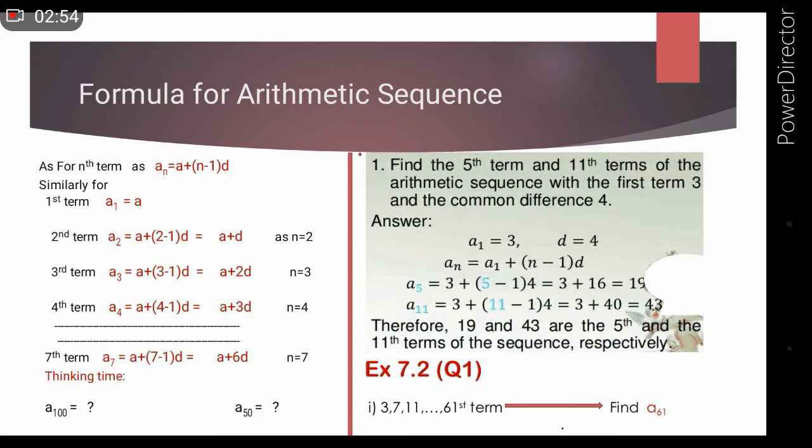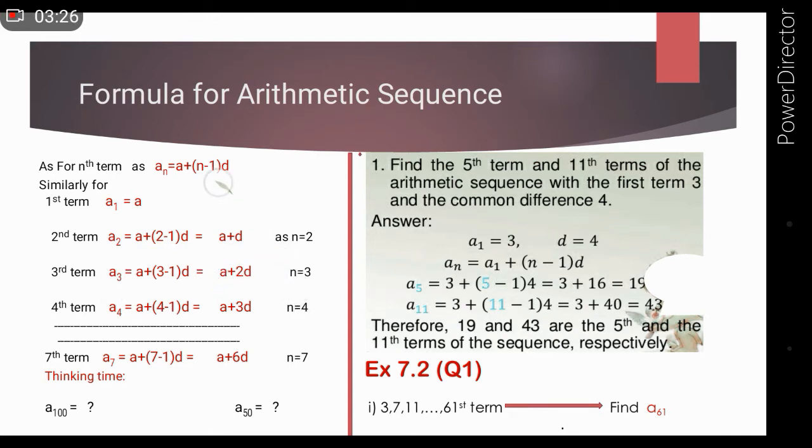Now look at the slide. a1 means the first term. When n is equal to 2, put n equals 2 in this formula. Your formula will become this and you will get a plus d. When n is equal to 3, put this value in this formula. Your formula would be this, and in the last you will get a plus 2d.